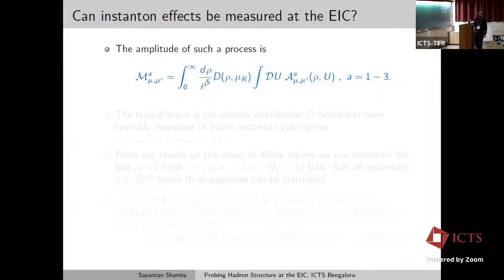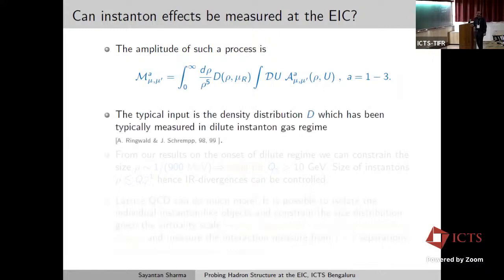to do an analytic continuation to Minkowski space to relate it to the experimental results. So the typical amplitude of such processes depends on this. This D is the distribution of the radius of the instantons, and it is the integral over all this radius, times the group measure, the Haar measure, times the amplitude of this process, which can be calculated within instanton perturbation theory. And the typical input that goes into such calculations is the density distribution of the instanton radii. Typically in the earlier works, people calculated this in the dilute instanton gas approximation.